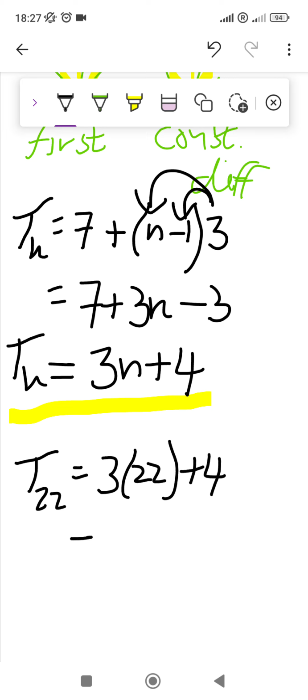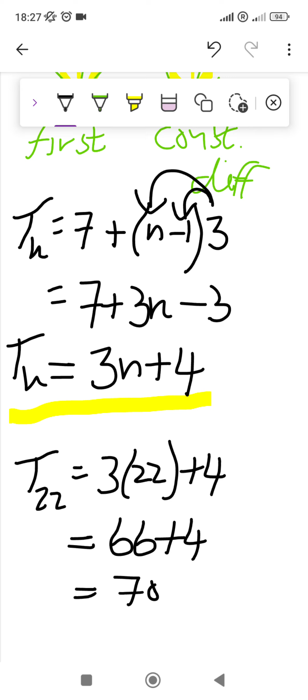All right, that's going to be calculator work. 3 times 22 is going to give us 66, plus 4. And that is going to be 70. So term 22 will equal 70.